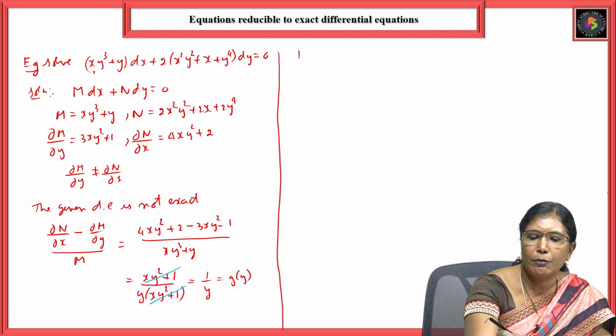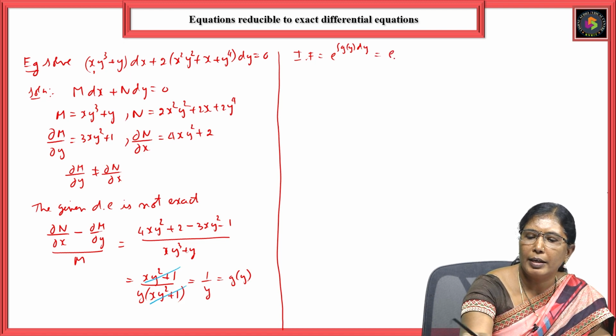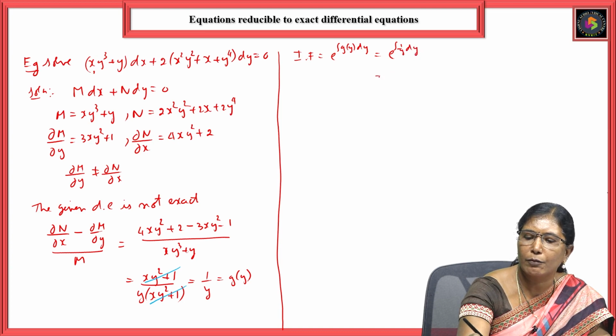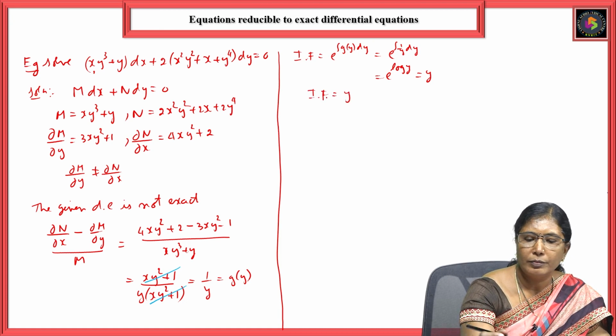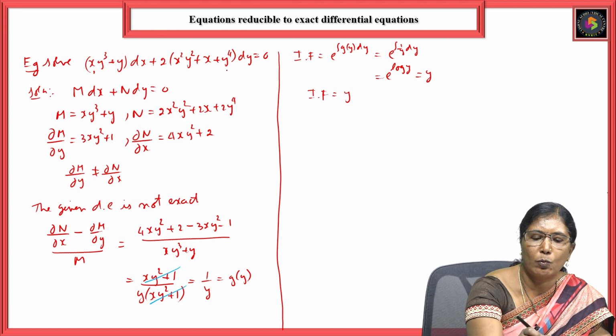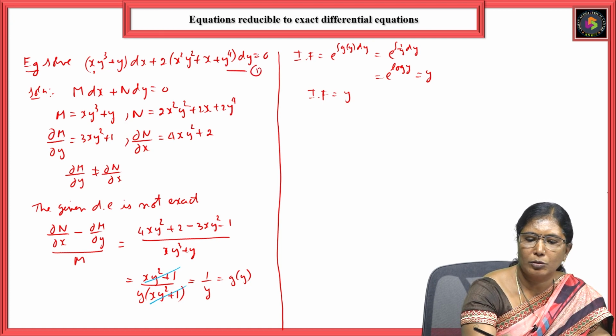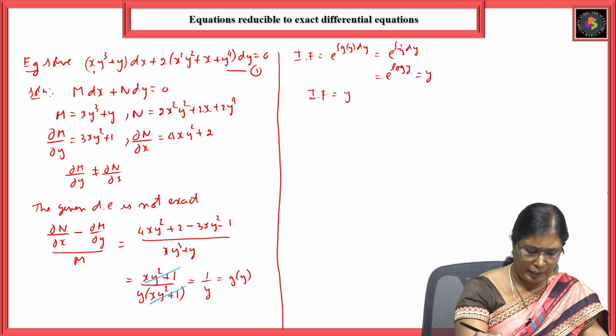So now, what is the integrating factor? e to the power of the integral of g(y) dy, which is the integral of 1 by y dy. So the integrating factor is e to the power of log y, which is nothing but y. So the integrating factor here is y. Now you should multiply equation 1 by y so that it reduces to an exact differential equation.